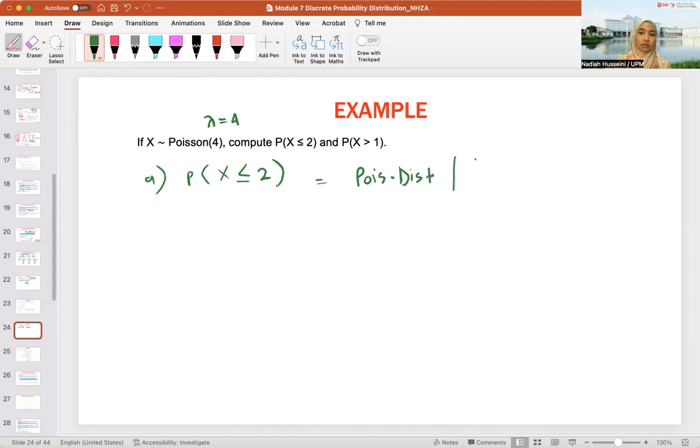So X is, what should be my X? What should be my X here? Is it 2 or 1?